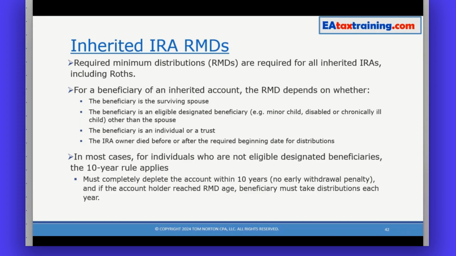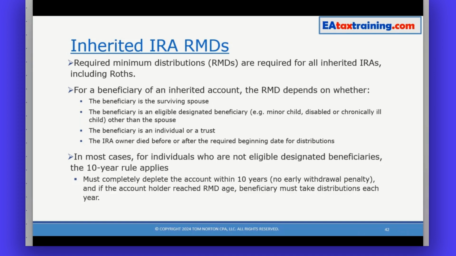For a beneficiary of an inherited account, the RMD depends on a variety of factors. So first, it's going to depend, is the beneficiary a surviving spouse? If they are, then there are certain rules that apply only to surviving spouses. On the other hand, is the beneficiary an eligible designated beneficiary, such as a minor child or a disabled or critically ill child? If they are an eligible designated beneficiary, then they've got certain rules that they follow and certain options that they will have.